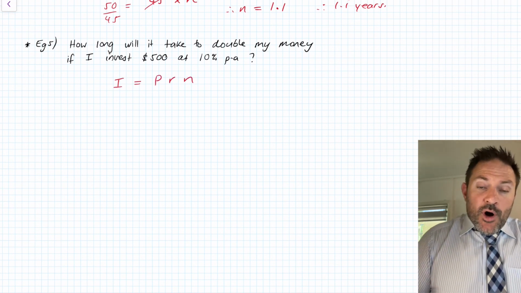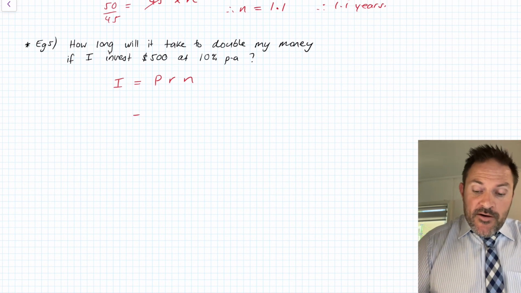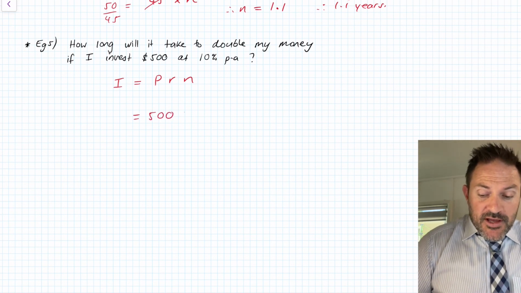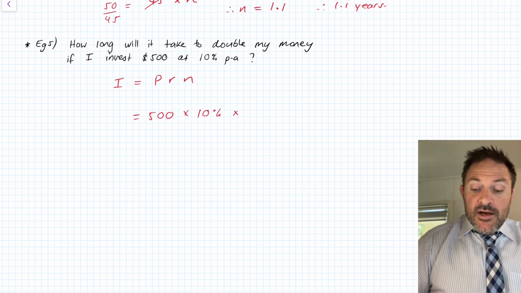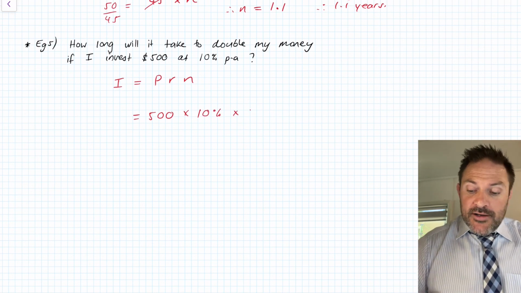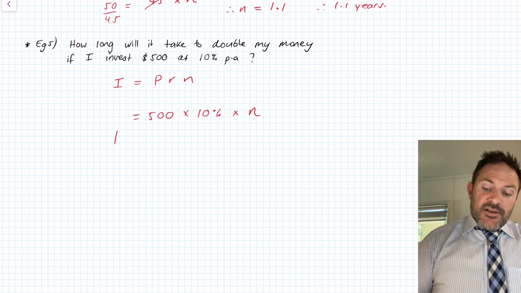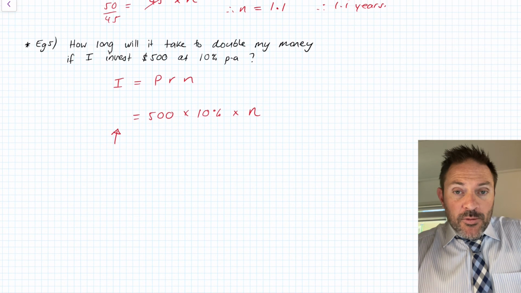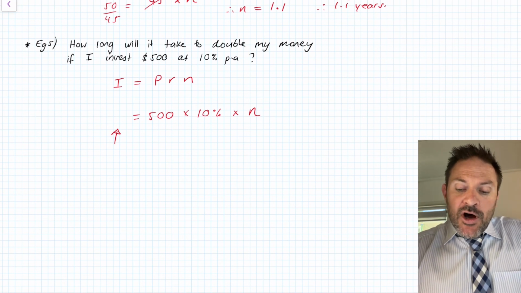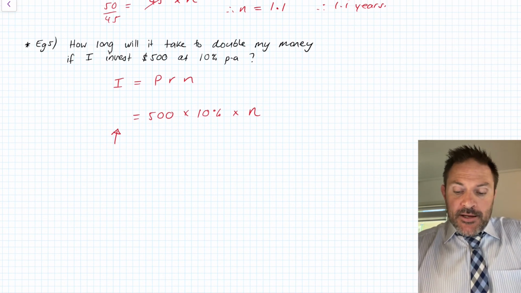Now, some obvious things. I'm investing $500, so that's 500 there. I'm doing it at 10% per annum, so 10% goes there. I'm looking for how long, that's my N value. So the one I have to look for is, what am I putting there? We've got to be very careful with this question. It says, how long will it take to double my money?